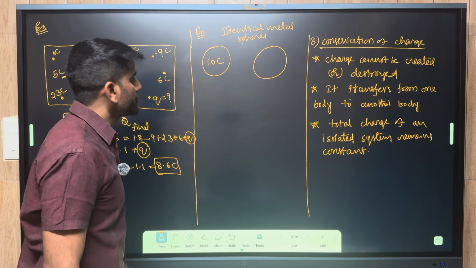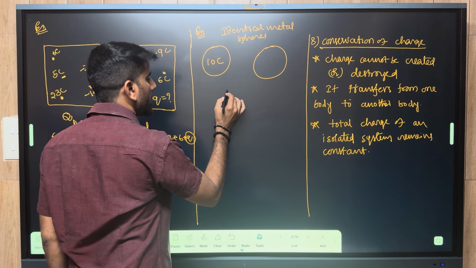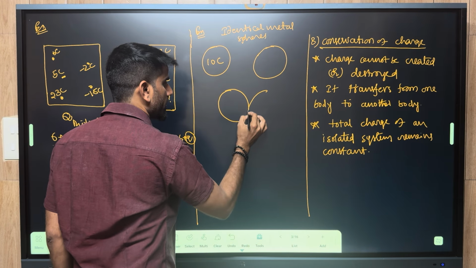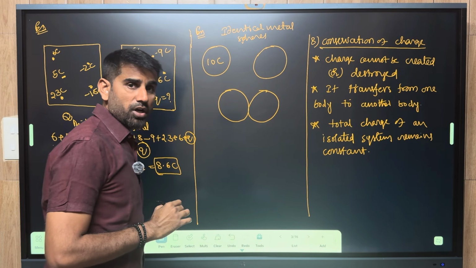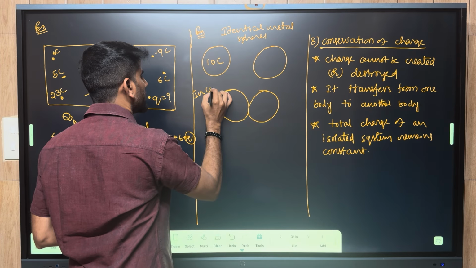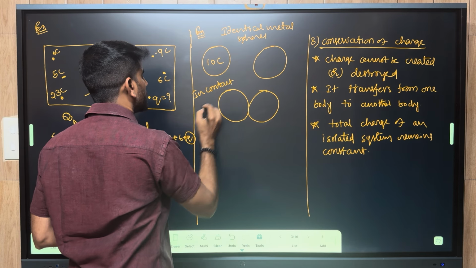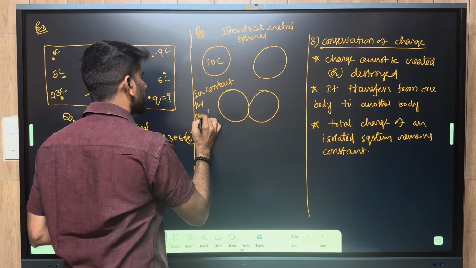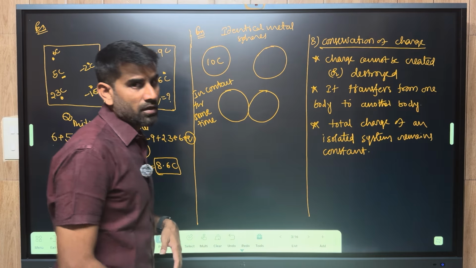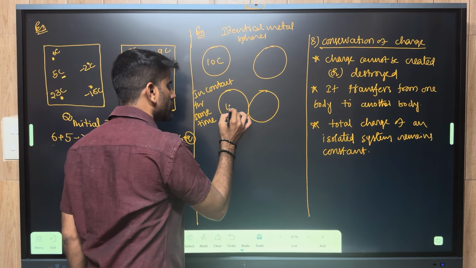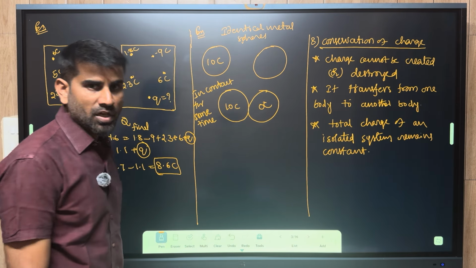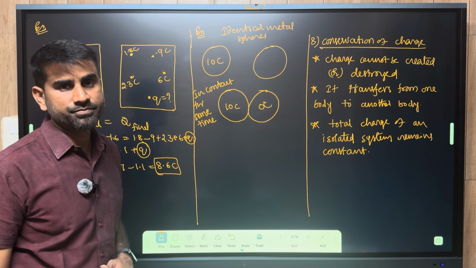Now what I am going to do is put them in contact with each other. So this is sphere 1 and this is sphere 2. I put them in contact for some time. Then what happens? One has 10 coulombs of charge and the other has 0 coulombs of charge. Now what happens? Charge flows.